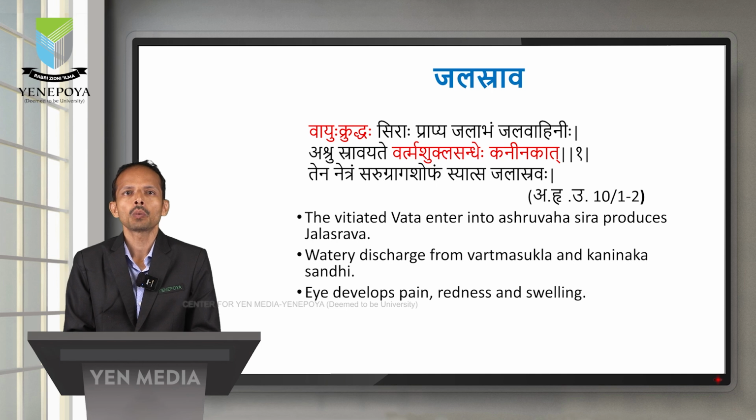Here the Prakopita Vata enters into the Ashtuva Siras and produces a Jalasrava. Ashru Sravayate Vartma Shukla Sande Kaninakat, and there will be a Jalasrava, the watery discharge from Vartma Shuklagata Sandhi and Kaninaka Sandhi. Tena Netram Sa Rugraga Shofam Syat Jalasrava, and this condition is associated with Rug, pain, redness and Shofa.